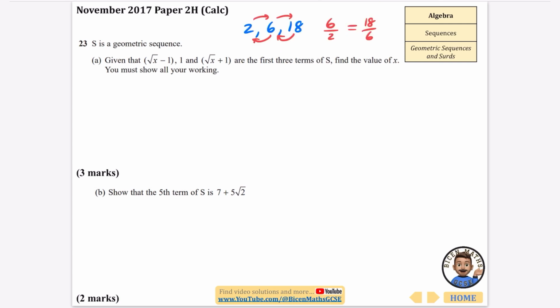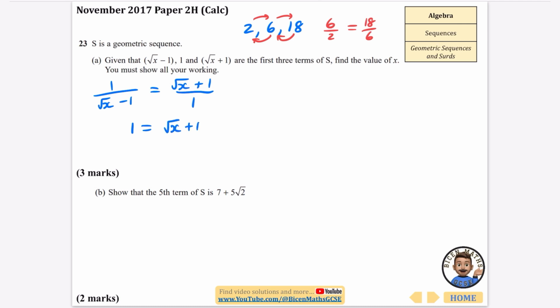So we're going to say that 1, when you divide it by the previous one, 1 divided by the square root of x minus 1, must be the same as the square root of x plus 1 divided by 1. So I'm saying if it's divided by 1, it's kind of not really going to matter at all. So I'm going to be able to get rid of that in just a second. And I'm just going to multiply up by the root x minus 1.